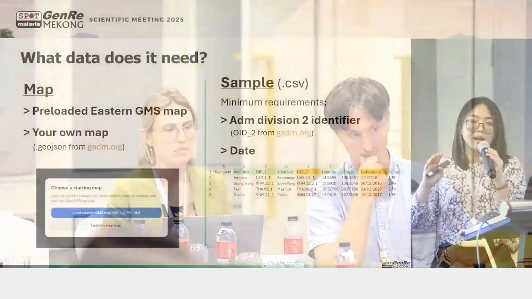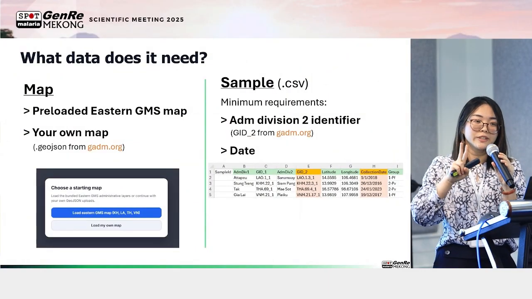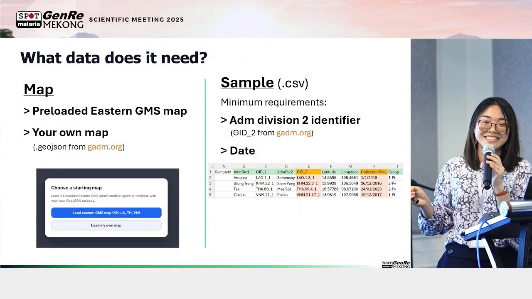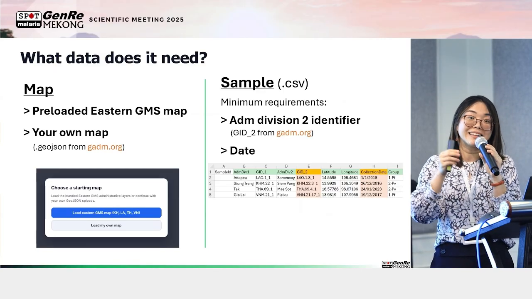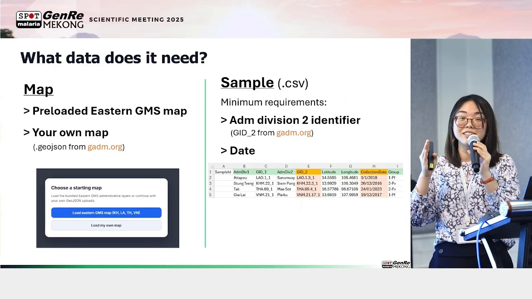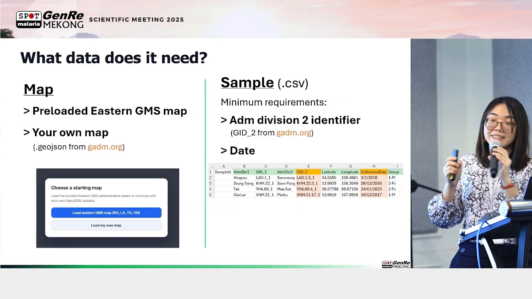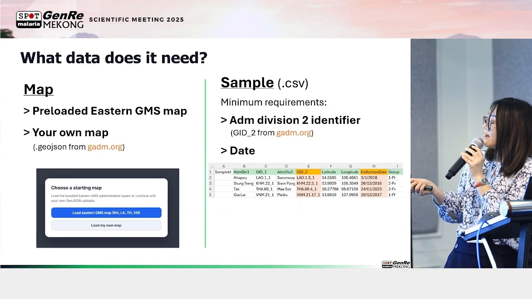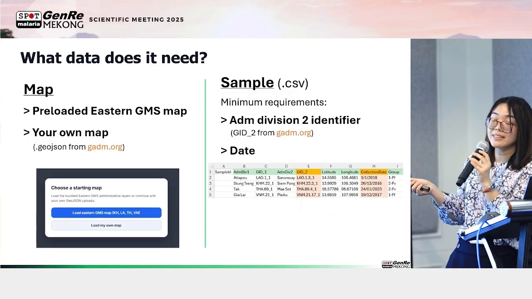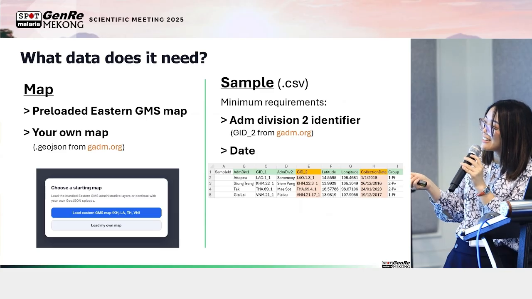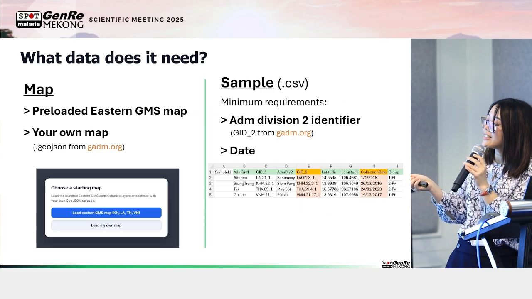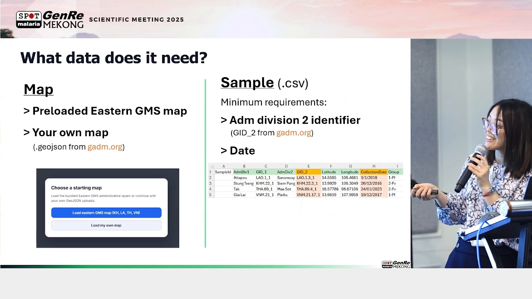And for example, the minimum requirements is you only need 2 columns, 2 things. One is you need a date, and the date can be the full date or just the month and year. So we can just plot with month and year as well, or the full date. And the other thing is the administrative division 2 identifier, or some country call it district identifier. And this identifier is the official identifier that you can get also from the same website, the GADM website.